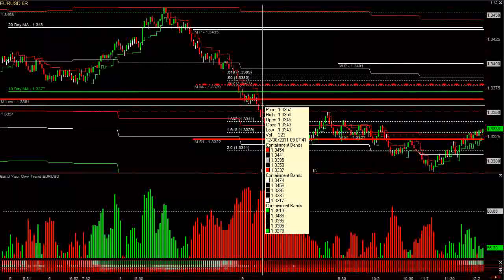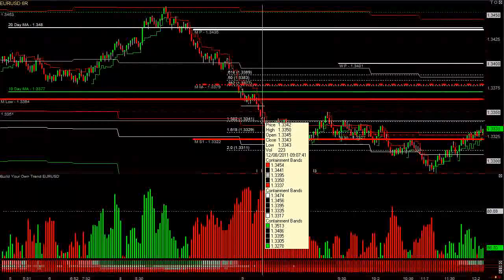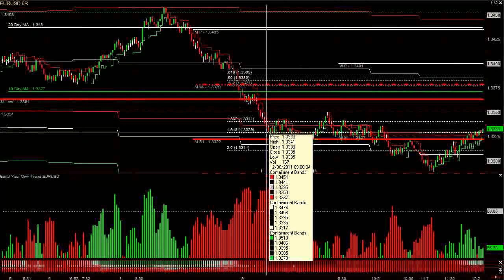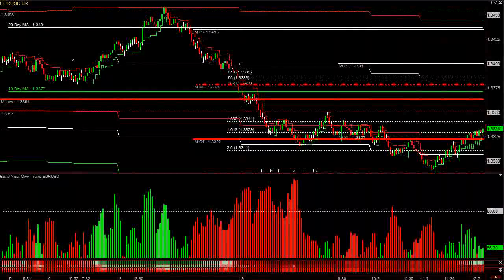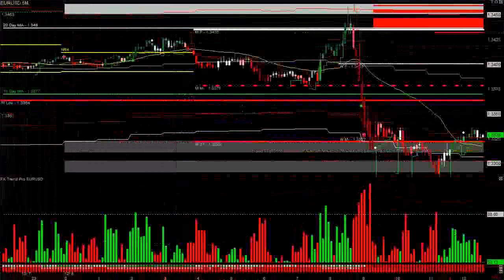You're short at 33.57, and again, you're not expecting these fib targets to get broken. You're out somewhere around here. But you made about 25, 30 pips on that trade that you might not have taken if you hadn't had that narrow range pattern.